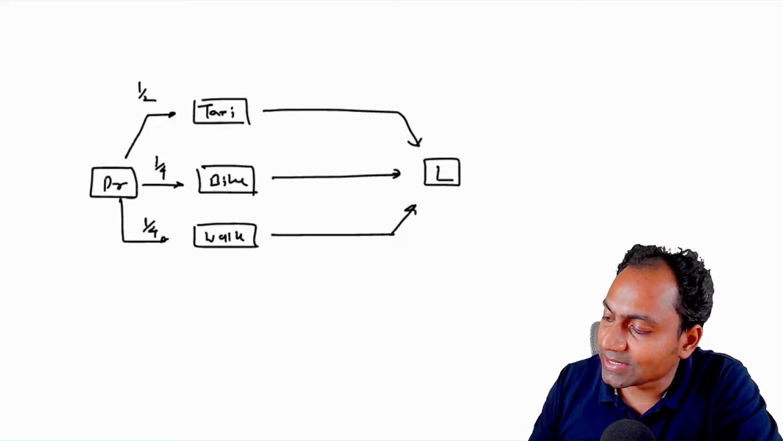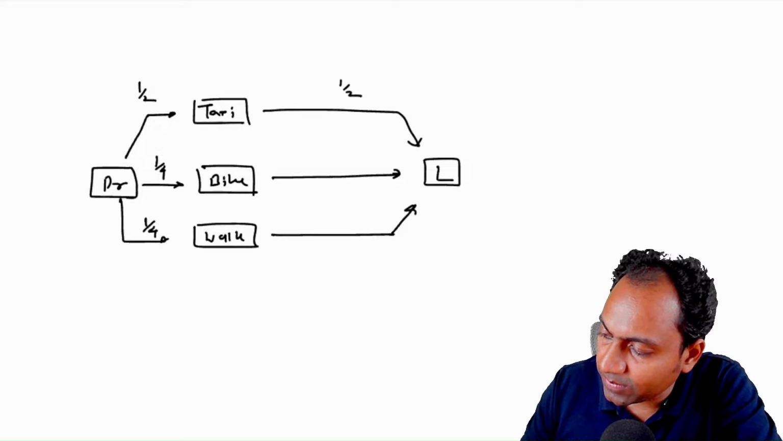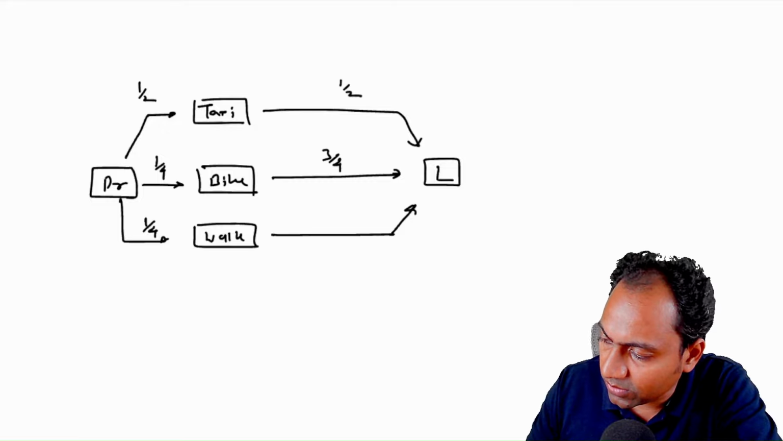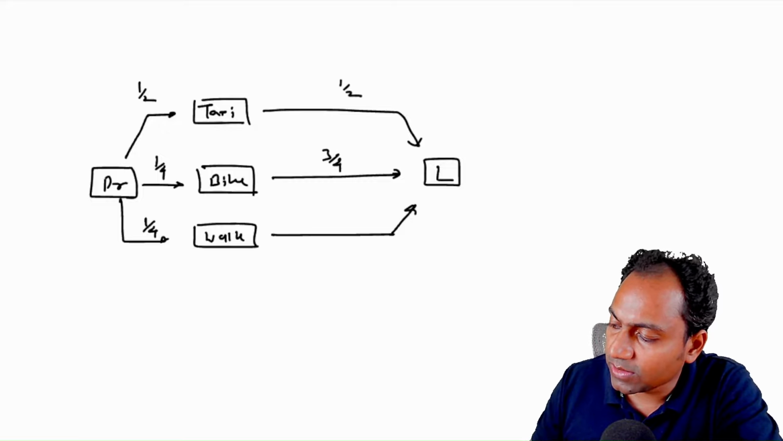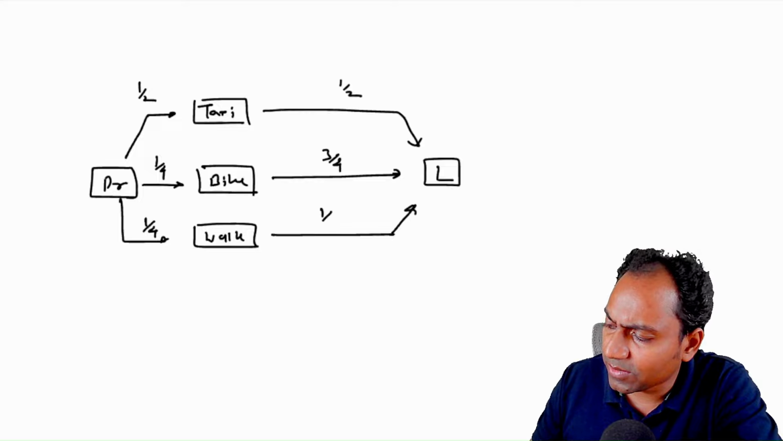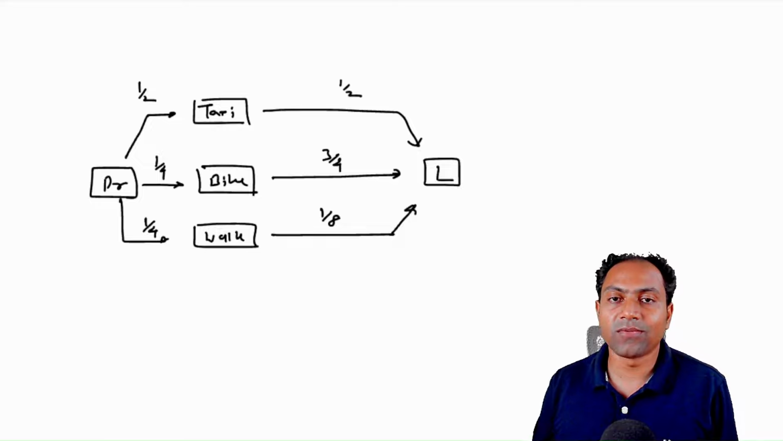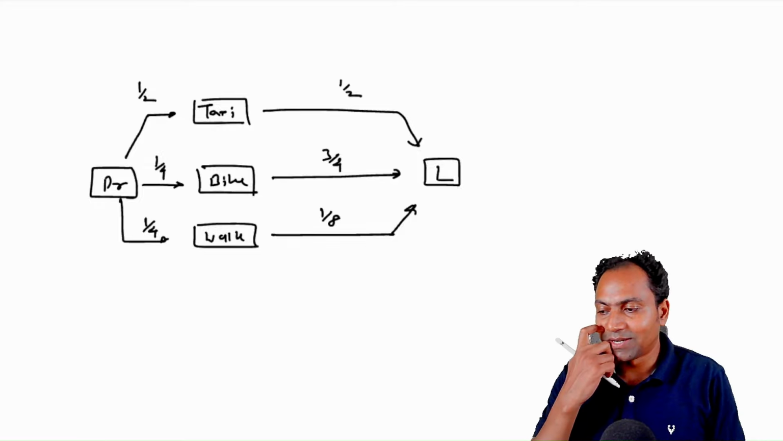And if he takes a taxi, the probability of getting late is again 1 by 2. If he takes a bike, the probability of getting late is 3 by 4. And if he walks, then the probability of getting late is, let us say, 1 by 8. So now what we want is the total probability that he gets late.